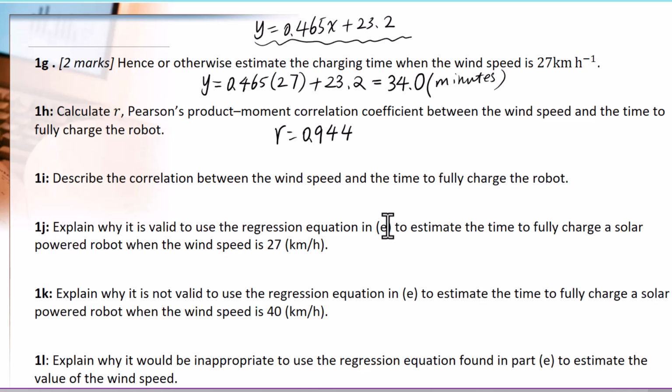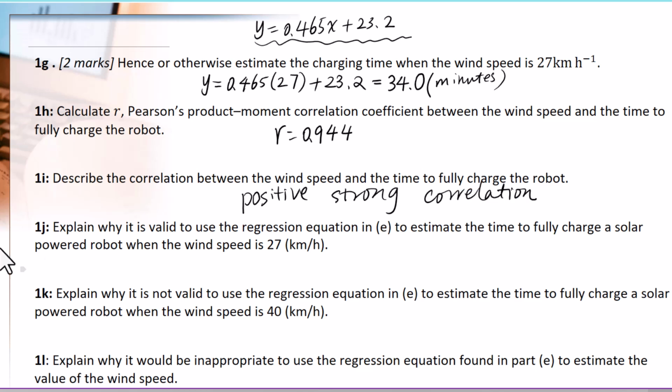1H, we already figured out from the calculator. Correlation coefficient equals 0.944. When I describe the correlation between the wind speed and the time to fully charge the robot, it is positive and strong correlation.